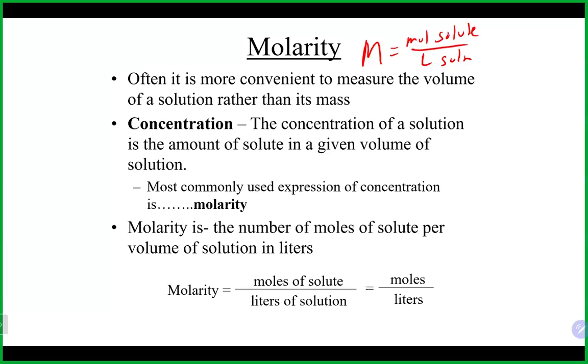Just like in density, we could solve for really any of the three things in that formula. Very, very common in chemistry, we use molarity, and we can solve for all three of those things. So molarity here is moles per liter, which means if you want liters, that is moles divided by the molarity. And if you want moles, that is liters times molarity.